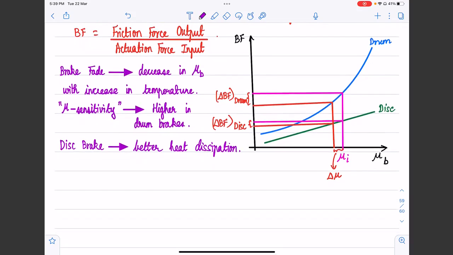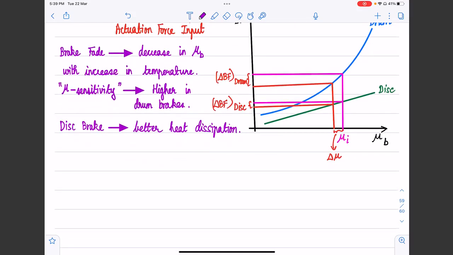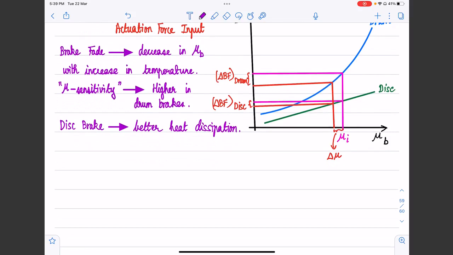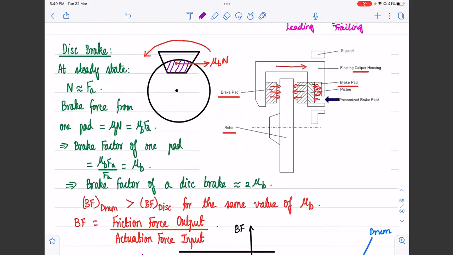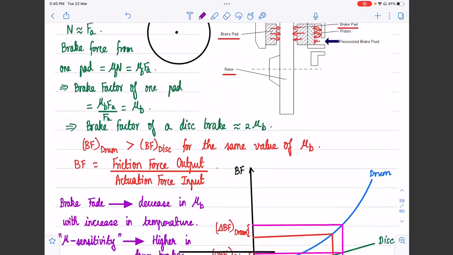So actuation pressures are what they are, considering a hydraulic brake system. So we have to go for a larger actuator. Larger actuator means the size of the disc brake will be larger. So disc brakes are relatively bulkier, they weigh more, and they are larger in size, but then they have these advantages. So that's why we tend to use them.